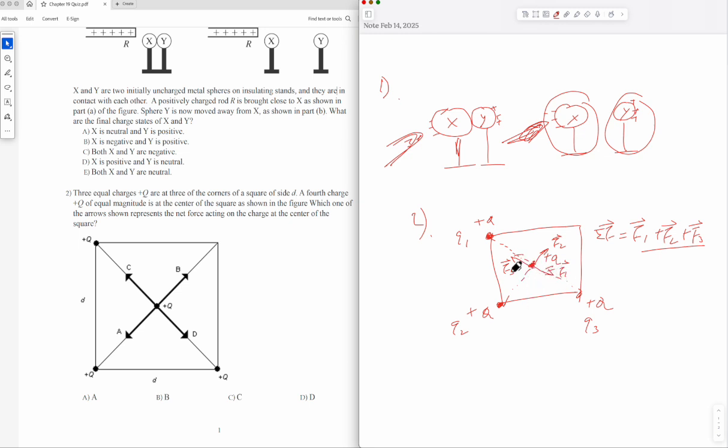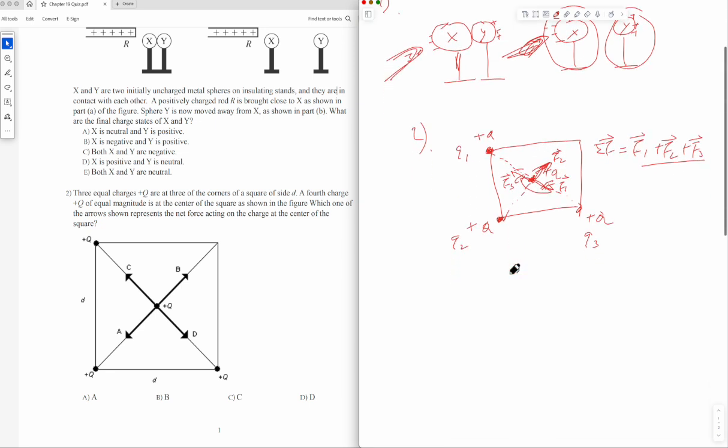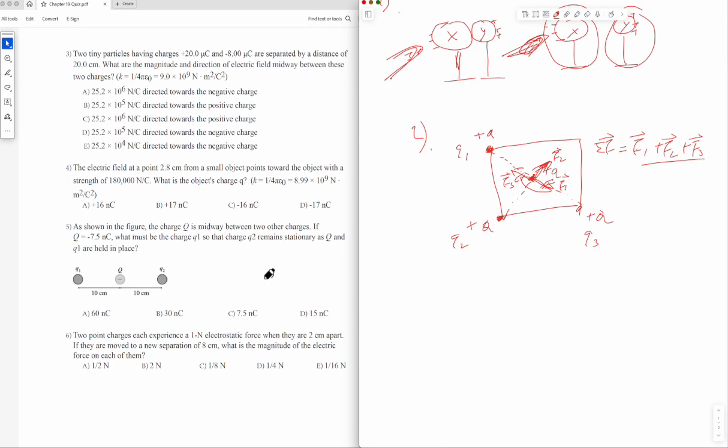Add them together, because F1 and F3 have the same magnitude and opposite direction. Why the same magnitude? Because the amount of charge is the same. And the opposite direction, so they basically cancel each other, F1 and F3. So the only force left is F2. So the net force will be in this direction, the B direction. Okay, so number three.